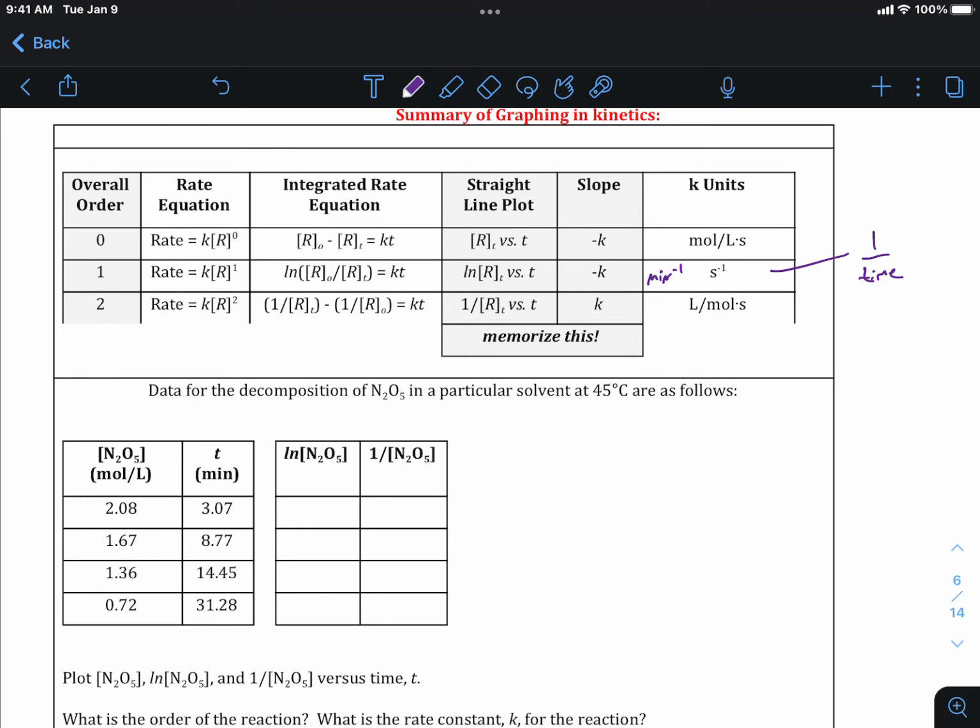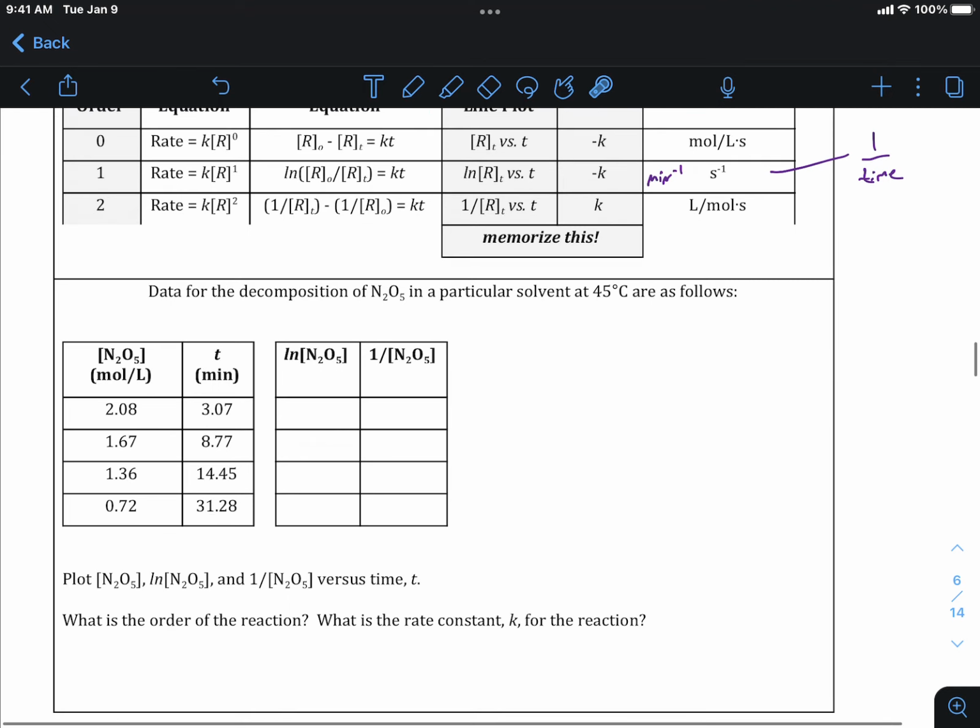I've got some raw data here, and we need to determine if this is a first order or second order. Whenever you have raw data and you need to figure out what order it is, you have to plot it. So bust out your calculators, head on over to your stats button and start entering your data in and seeing which plot, the inverse or the natural log, gives you a linear plot.